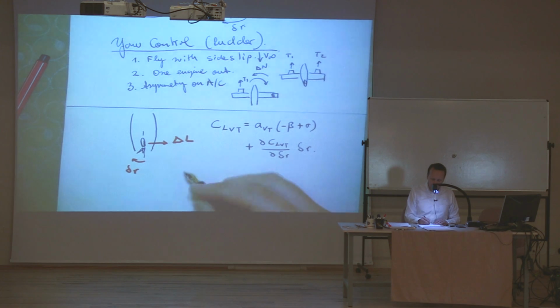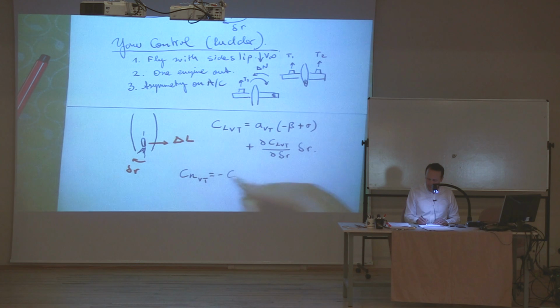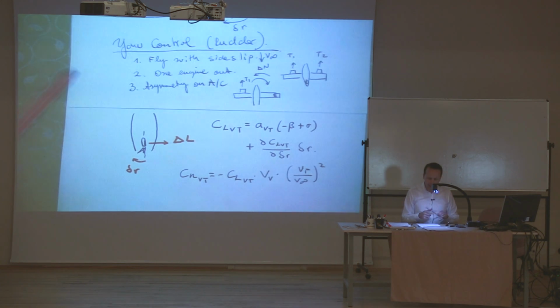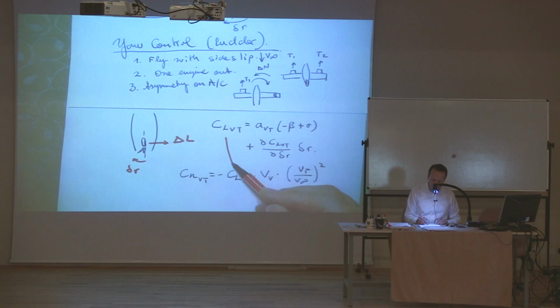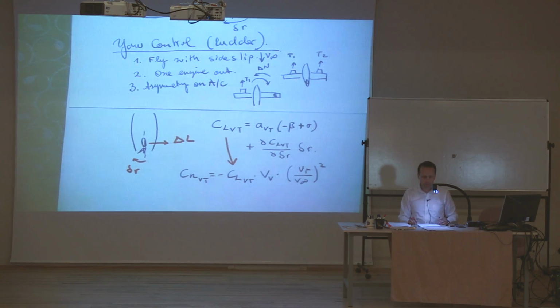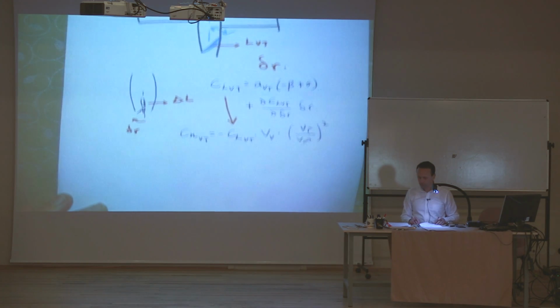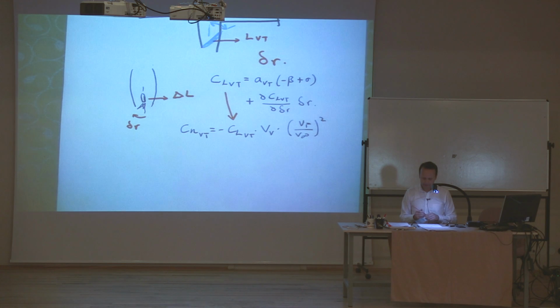So when I write this, Cn vertical tail is equal to minus CL Vt times Vv times Vf divided by V infinity. If I write it like this, then you need to be aware that this also includes the control. It's not only the side slip, but it also includes the control. Okay?